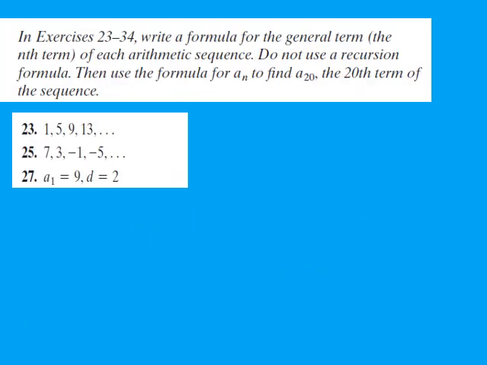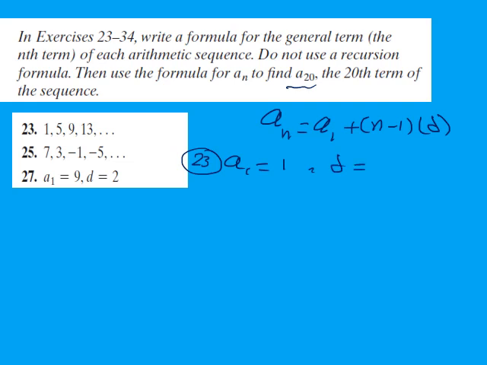The formula for the general term: not to forget that AN is equal to A1 plus N minus 1 multiplied by D. So I want to write a general form for number 23, and also I want to find the 20th term. So A1 is equal to 1, and the common difference, the number that I'm adding every time, is 5 minus 1 or 9 minus 5, so the common difference is equal to 4. So the general term AN is equal to 1 plus N minus 1 multiplied by 4.